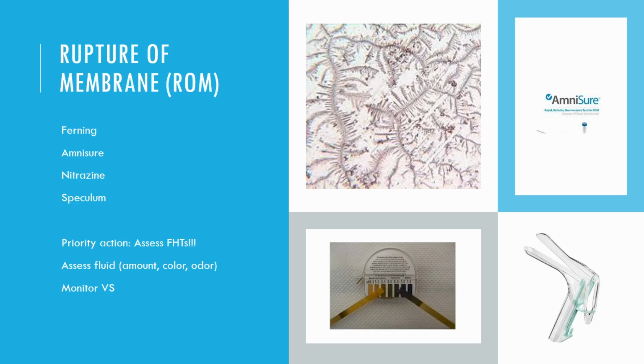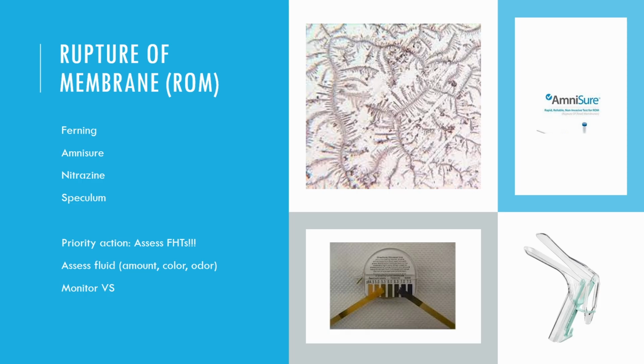Because what can happen is if her water does break and it comes gushing out, the umbilical cord could come gushing out with the water too, and it could now become occluded, or we call it a prolapsed cord, which is cutting off all of our blood supply and oxygenation to the fetus. So a priority action, hook her up to the monitor.